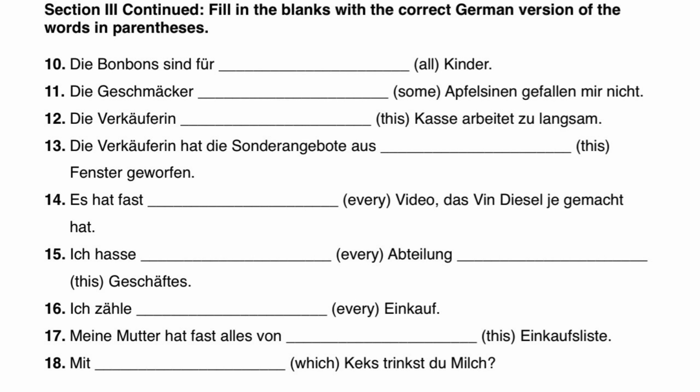So in the next one here we have die Bonbons sind für something Kinder. The candies are for all children. All in German is all.